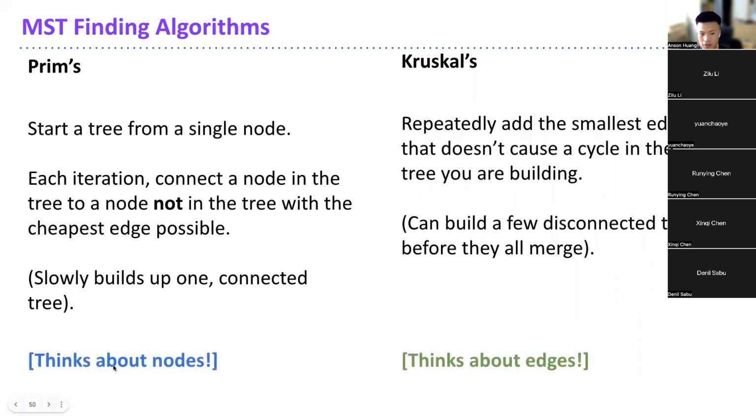And in Prim's, think about nodes. At each node, which is the cheapest node I can go to? In Kruskal's, you want to think about edges. What is the shortest edge I can take at each step?